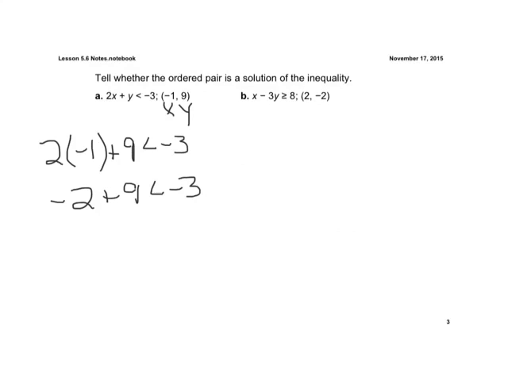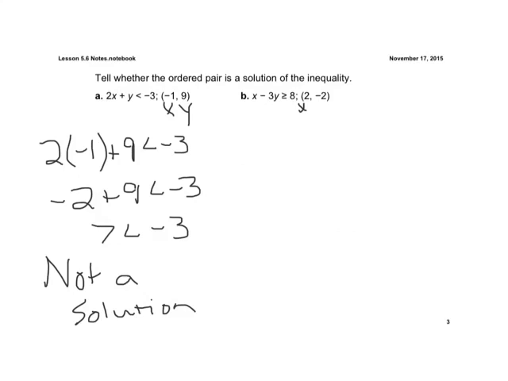So -2 plus 9 we know is 7. So we have to ask ourselves, is 7 less than or equal to -3? Well, that's not true, so it's not a solution. Okay, not a solution. Let's look at B.